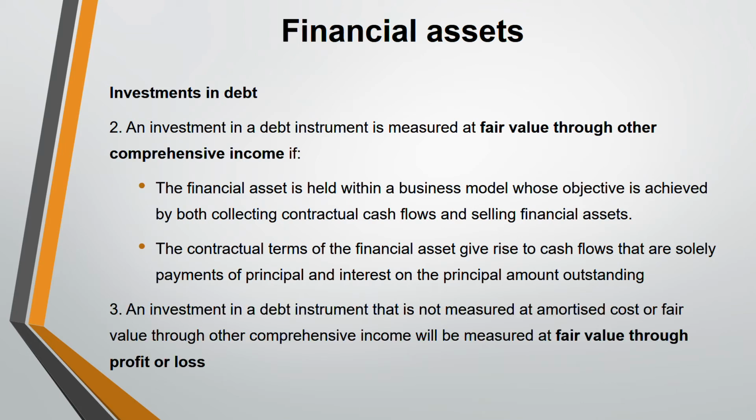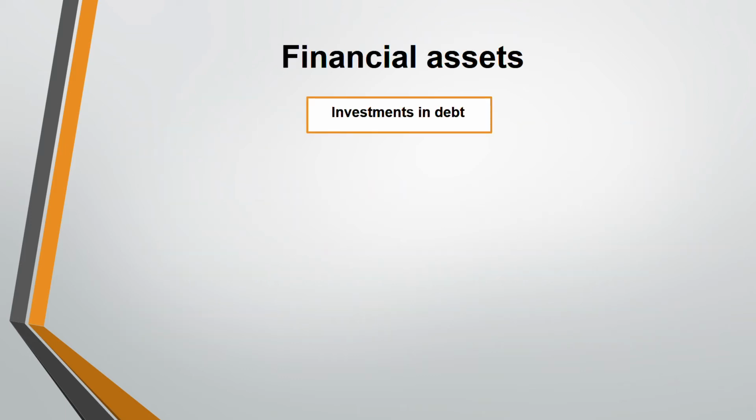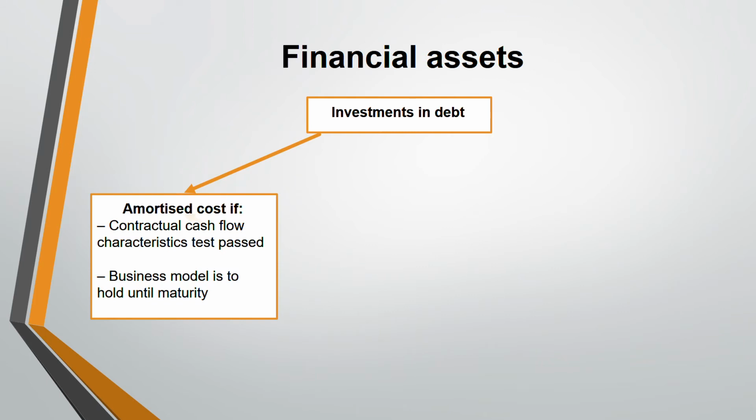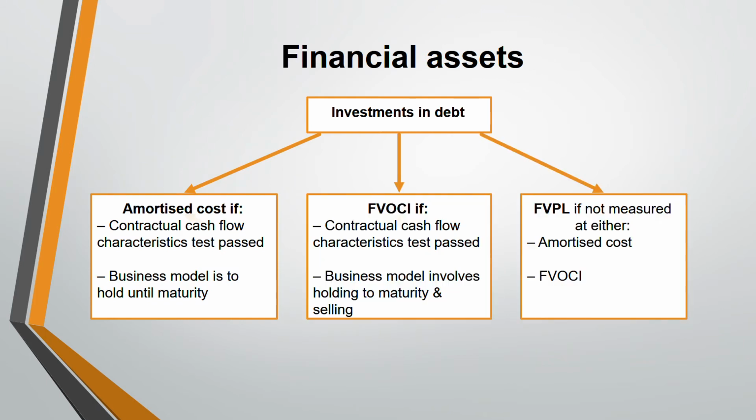Coming to profit and loss account, whatever is not measured at amortized cost or fair value through OCI is measured at fair value through profit and loss. For debt instruments, there is no such condition attached. Now this is the summary of whatever I've explained. Three methods you can measure investment in debt: amortized cost, OCI, profit and loss.